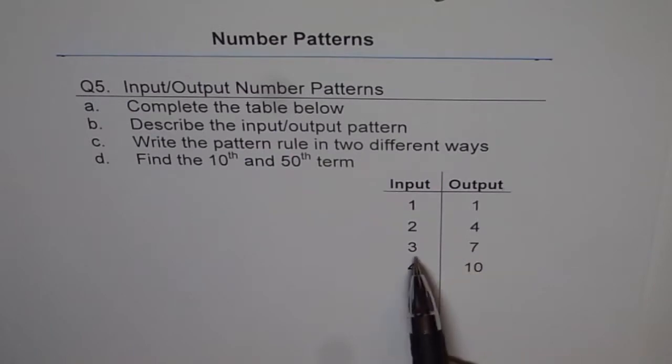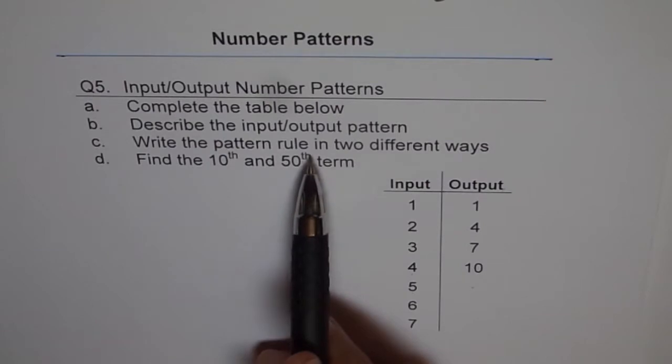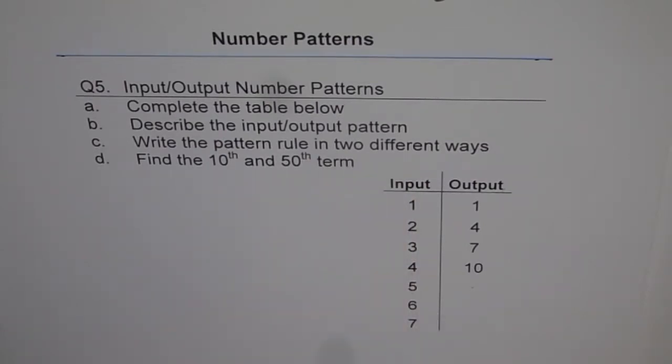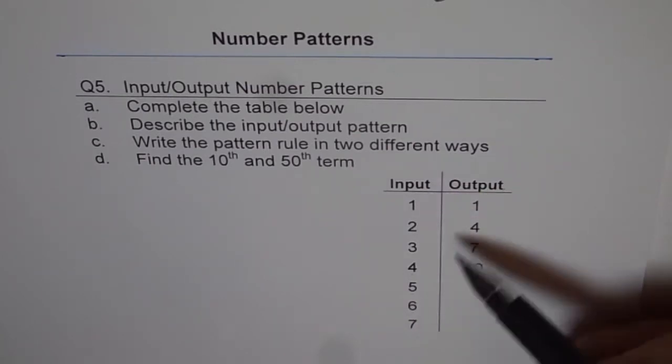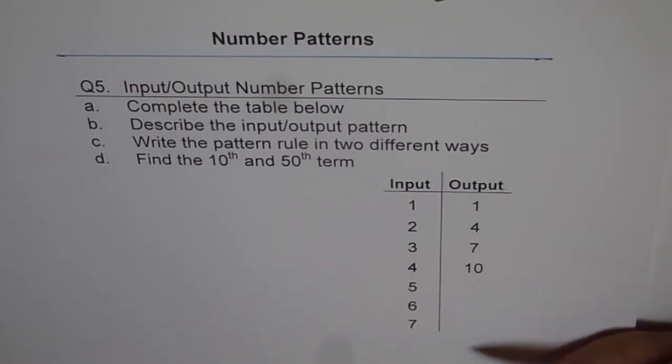How do you get 7 from 3? If this is the input, what is going to be the output? And how do you get that? So if 5 is the input, what is the output? Figure it out. Write the pattern rule in 2 different ways. So pattern rules you can decide. You can write pattern rules for inputs, for outputs, and how to get output from input. Okay, so it's an open question for you.